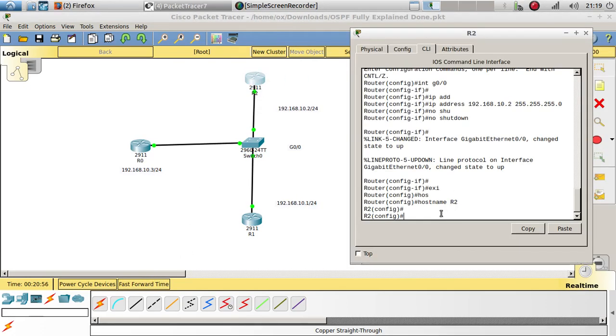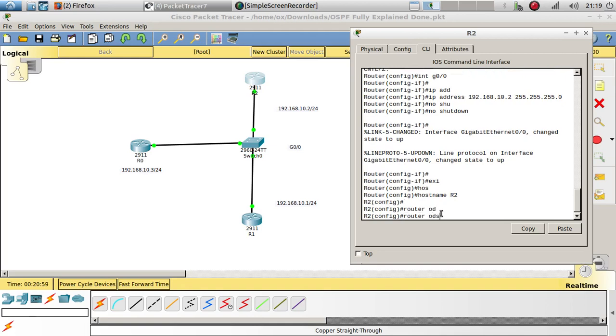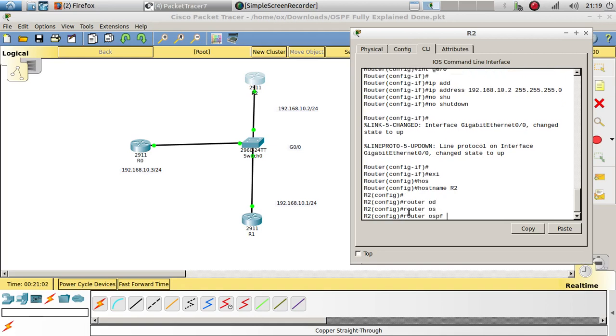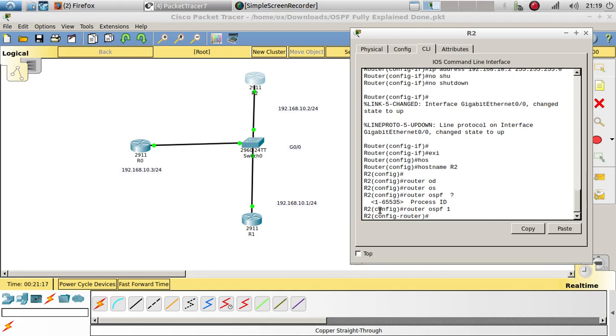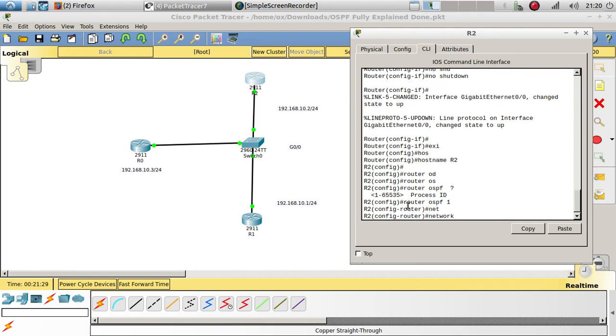What we can do now to configure OSPF is go to configuration, and then we do router ospf, and if you do a question mark, we have to give it a process ID. The process IDs do not need to match for all the routers. You can have any number from 1 to 65,535, so a lot of process IDs. Okay, and they do not need to match. Then we can do network, and let's add my network 192.168.10.0, and here you need to add a wildcard mask.